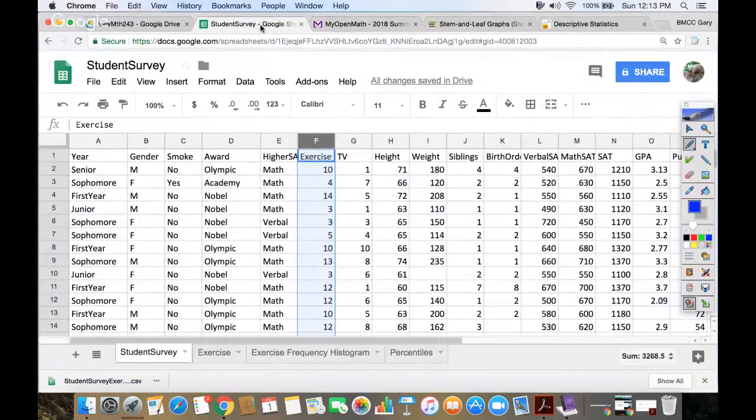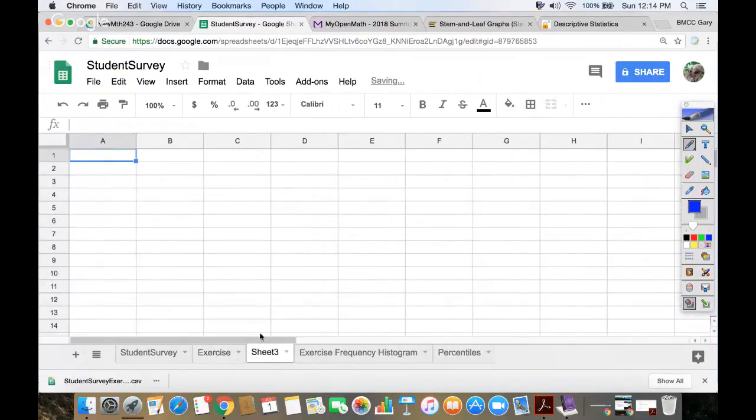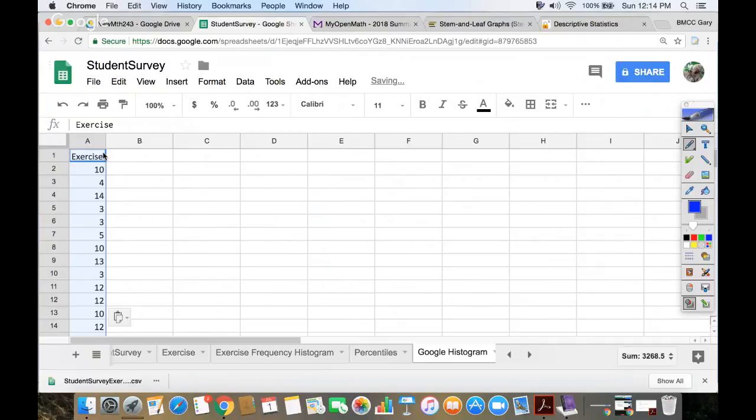So my student survey data, I have a lot of information from a survey that was done on some students here. I was just trying to isolate the exercise portion. So I'm gonna copy that into a new chart. We'll call it histogram. And anytime you're working with a spreadsheet, you wanna label any new tabs that you make and you wanna label your data so that when you look at it or somebody else looks at it later, they know what the heck they're looking at.